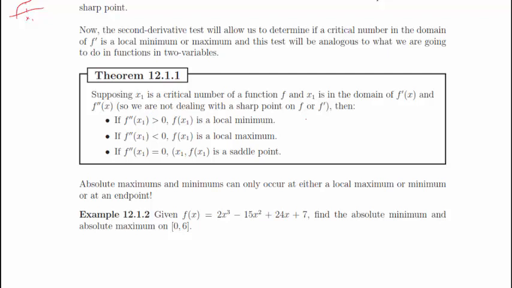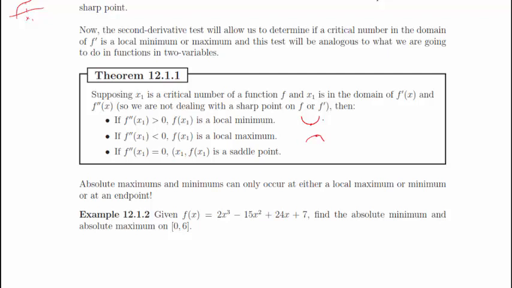And that's saying that we're concave up, right? If the second derivative is greater than 0, at this point we must be concave up around this point. If the second derivative is less than 0, we are concave down. And so we have a local maximum.